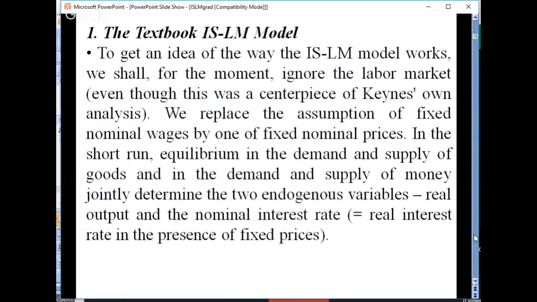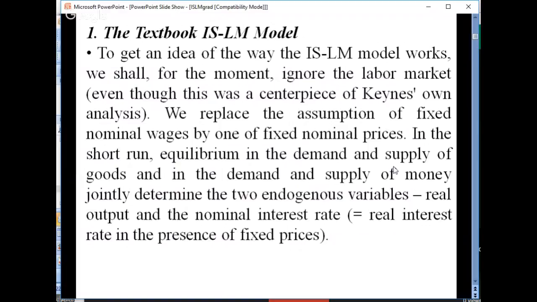So what Keynes does, he basically takes everything he understands about the economy and economic theory at the time, and he makes some assumptions. And the biggest assumption that he made are right here: fixed nominal wages and fixed nominal prices. And that allows for fiscal policy and monetary policy to have real effects in the economy.